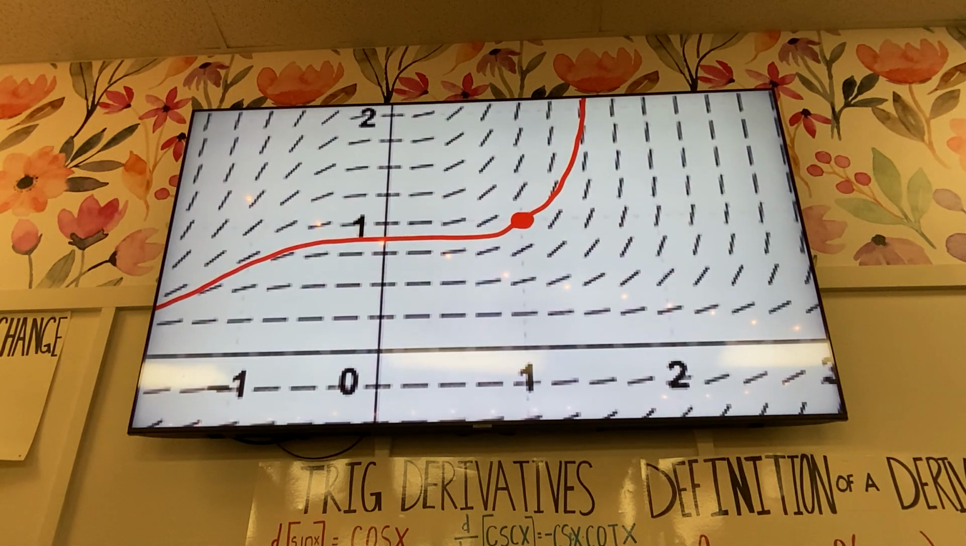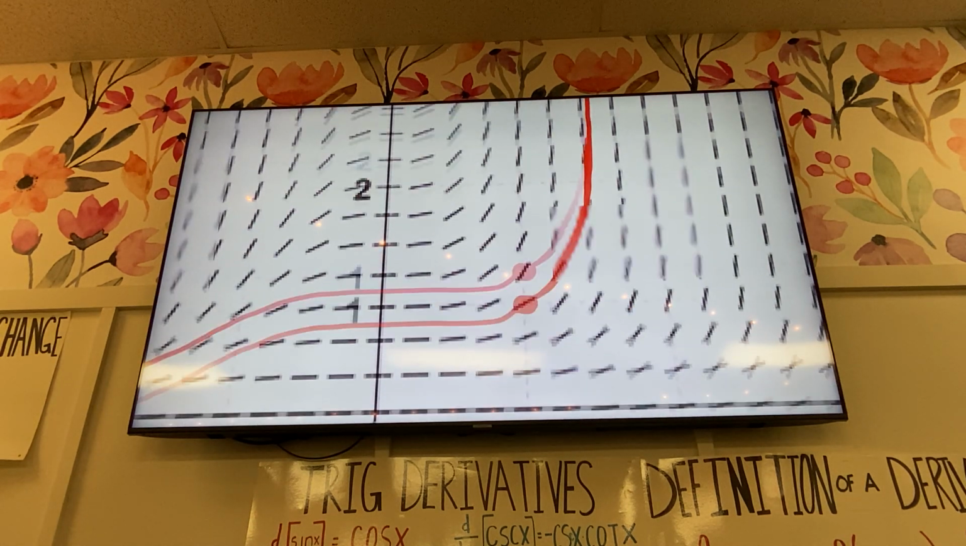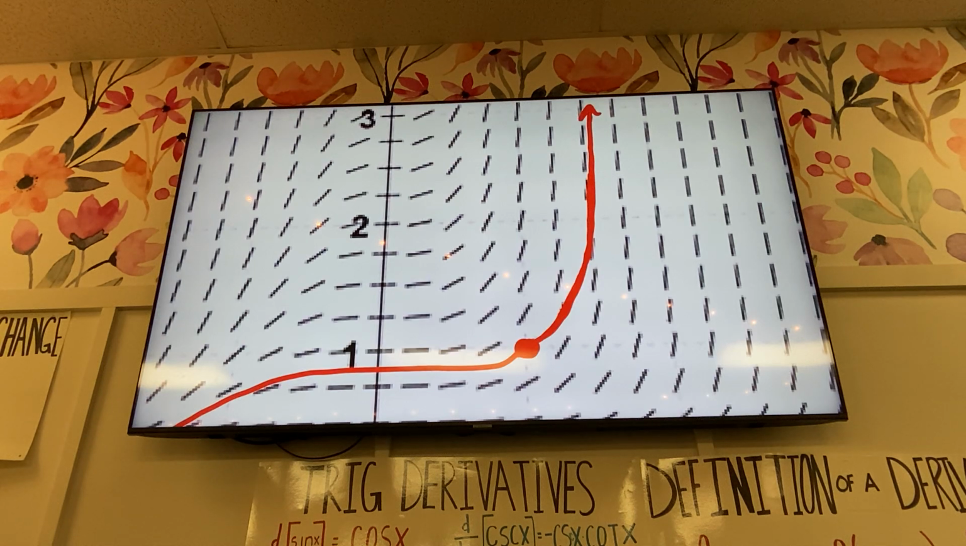I don't know, it looks like it crosses to me. Yeah, that's touching it. That's going along the slope. So you can follow along the line, just don't cross it. What you can't do is go like this.